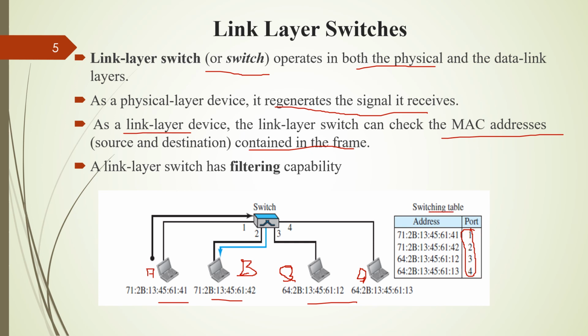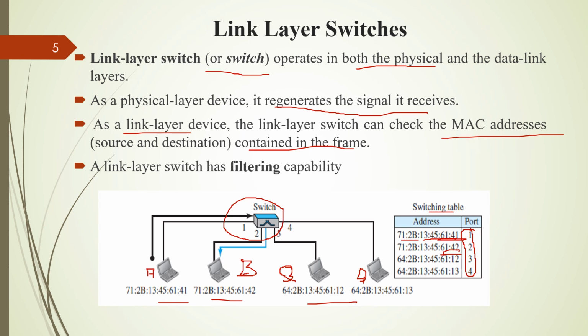Now, let us consider the source address to be 61:41 and the destination address to be 61:42. In other words, station A has to send data to station B. So, station A will send the data and it is received by the switch. The switch will refer to the switching table and check which port will receive the data.